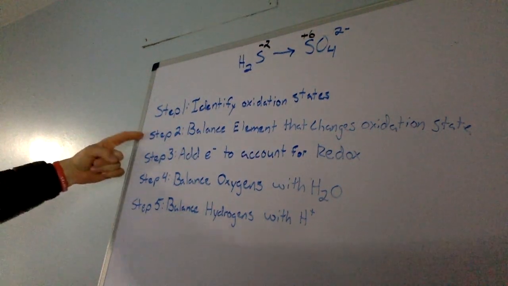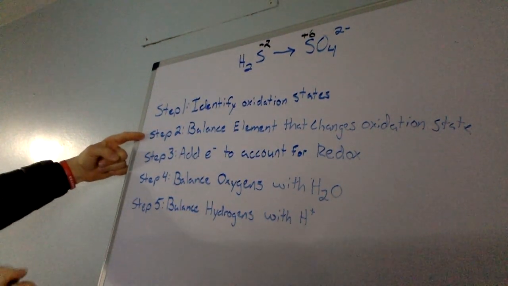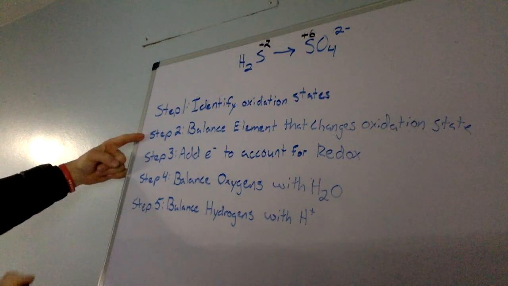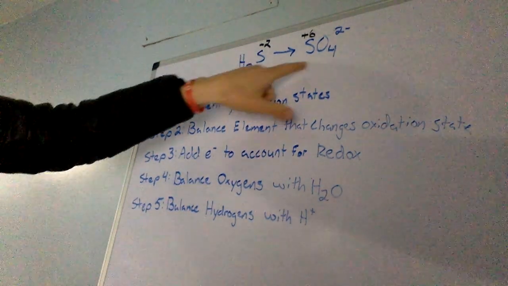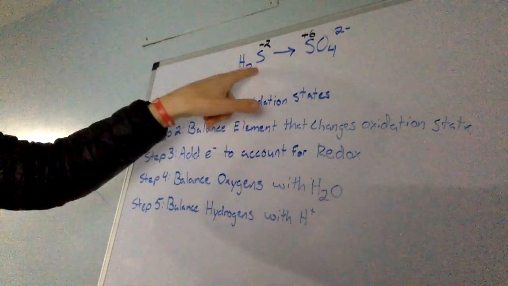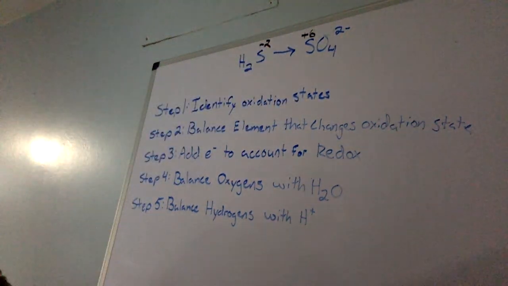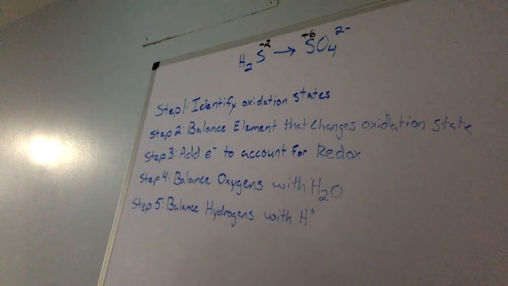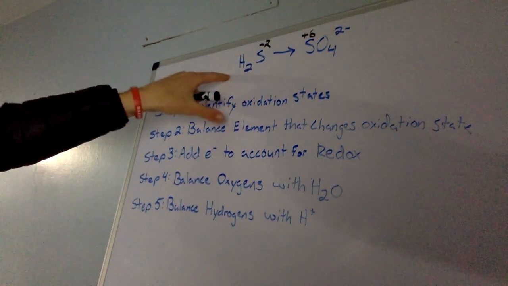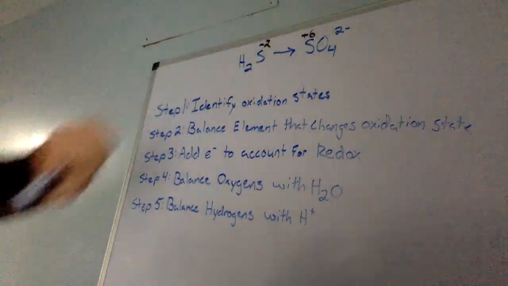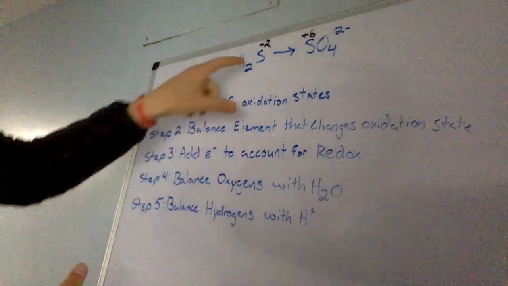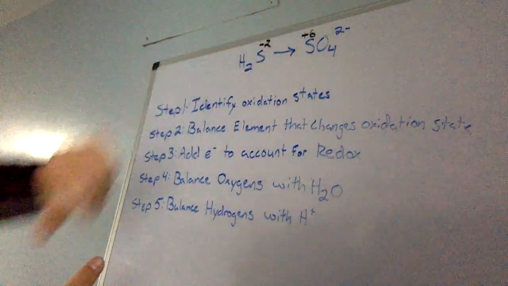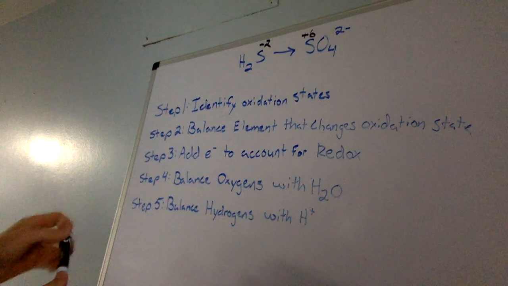First off, I need to balance the element that changes its oxidation state. Fortunately, in this reaction, I have one sulfur on the left-hand side, one sulfur on the right-hand side. I don't actually need to do that step, so I'm going to skip over to step number 3. I need to add electrons to account for the redox reaction. In this reaction, we have H2S. We start from a -2 charge for sulfur, going to sulfate ions. Sulfur is now a +6 over there.